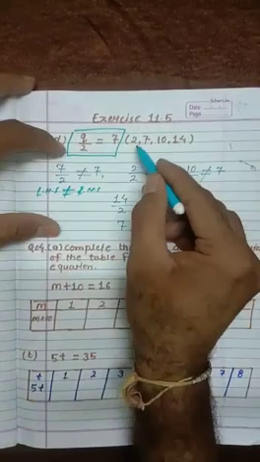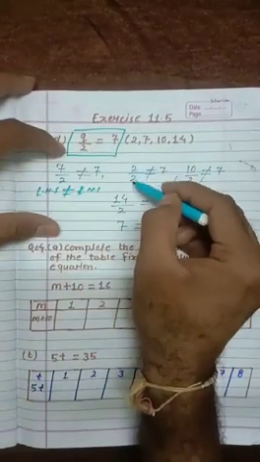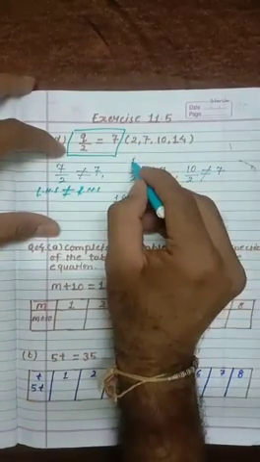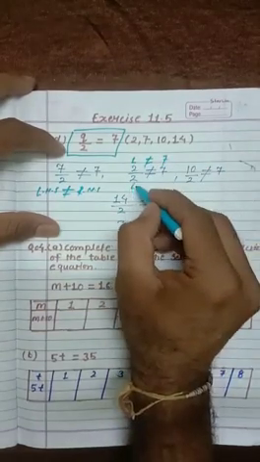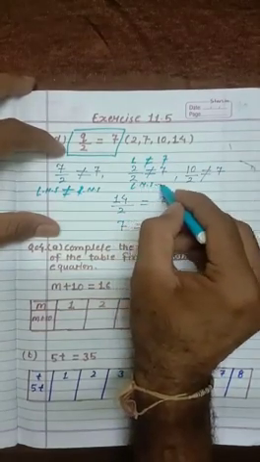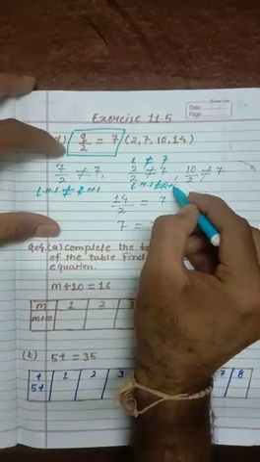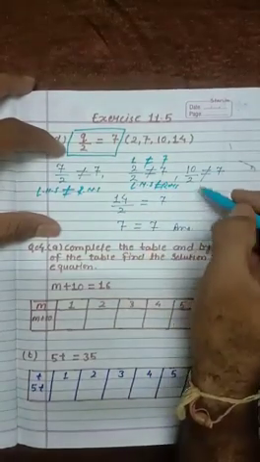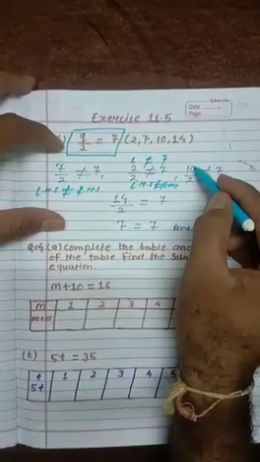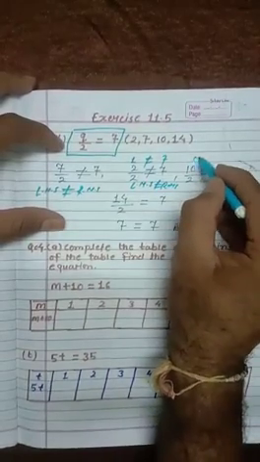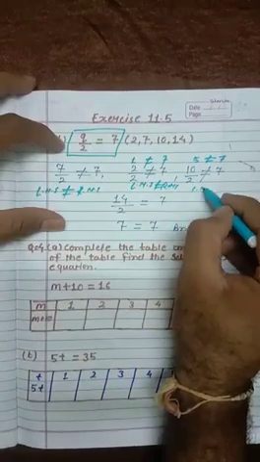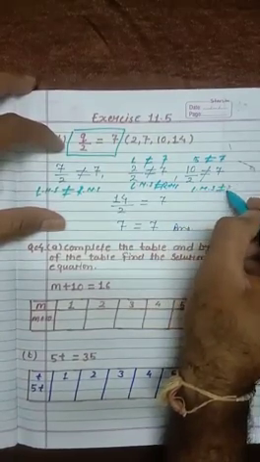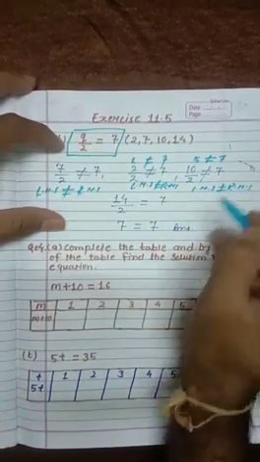Next, if you take 2, 2 divided by 2, the value will be 1, and 1 is not equal to 7. So again LHS is not equal to RHS. Next, if you take 10, 10 divided by 2 will give you 5. Is 5 equal to 7? No, definitely not. So LHS is not equal to RHS. This equation is also not satisfying.